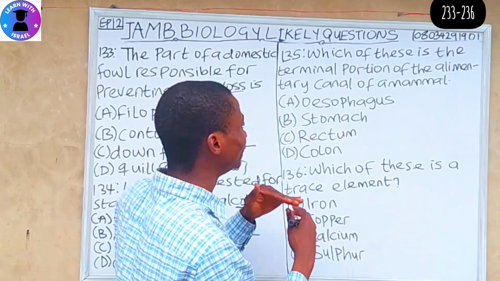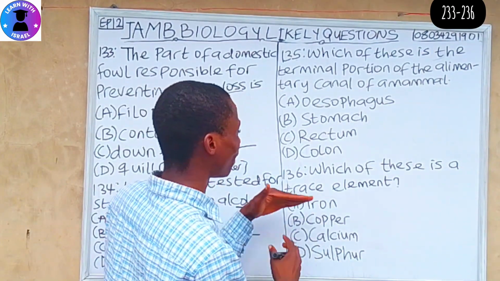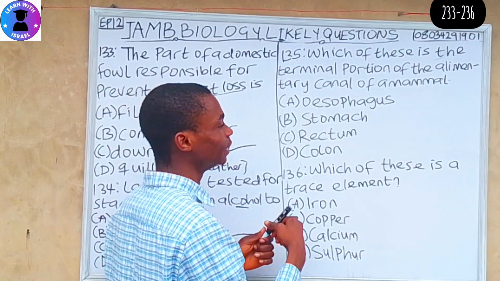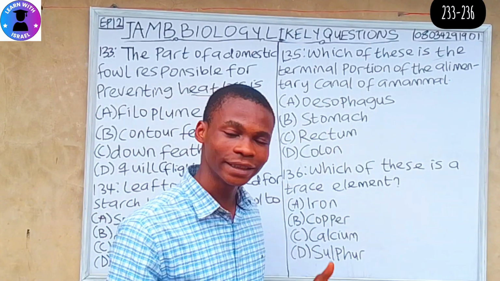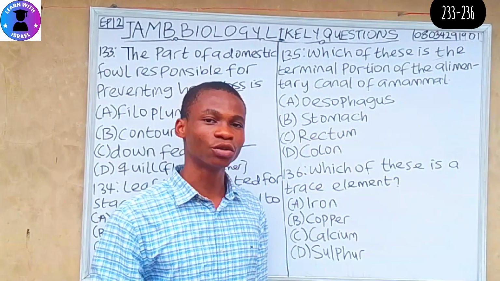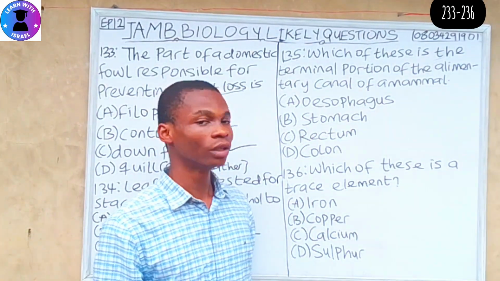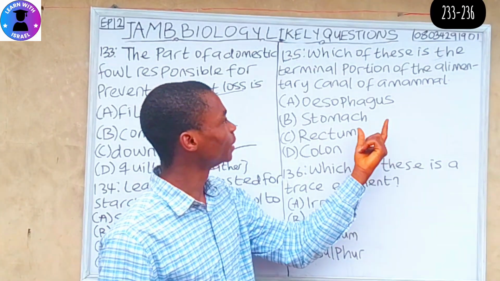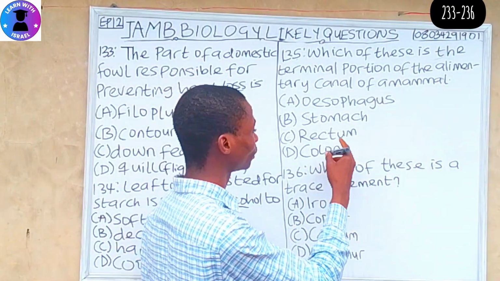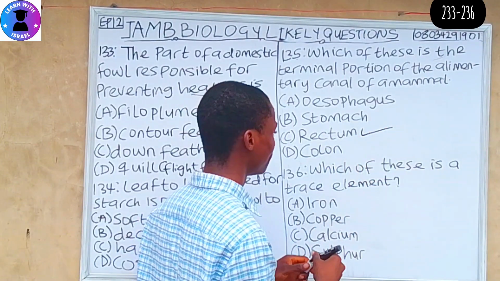But the terminal portion, the last part of the alimentary canal, is the rectum. Feces are stored in the rectum and pass through the anus during defecation. So rectum is the terminal portion of the alimentary canal in mammals. Rectum is the correct answer.